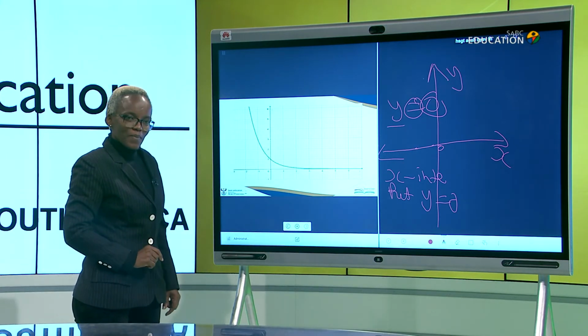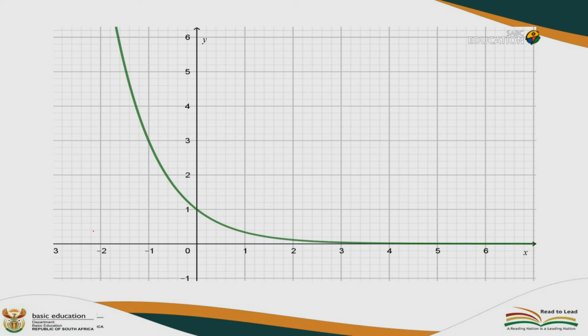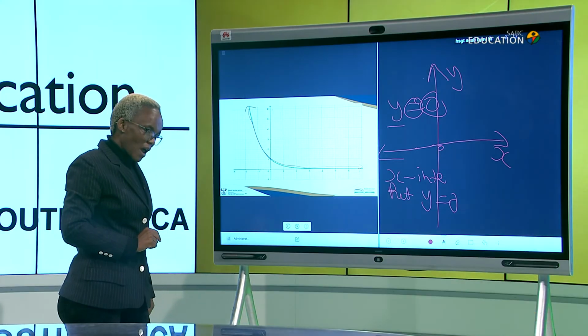Now, there is our graph. We can see the shape. There is the shape, smooth and continuous. There will be arrows as it continues. So it's a smooth, continuous graph.